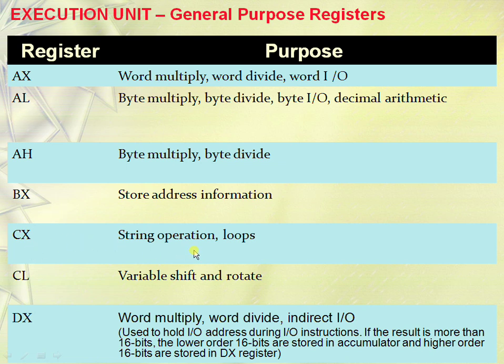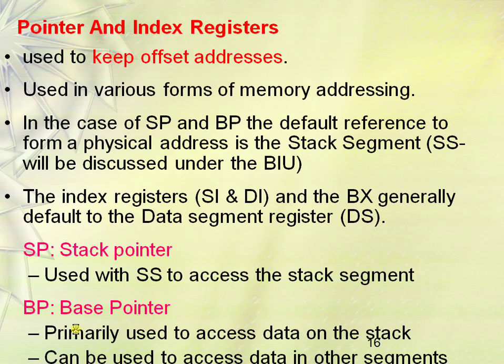Now CX is used in string operations where we carry out some iterations, so that is why we use the CX register. CL is used for shifting and rotation operations, and DX is used for holding some input output address during input output port transactions. Now let us see those pointer and index registers.